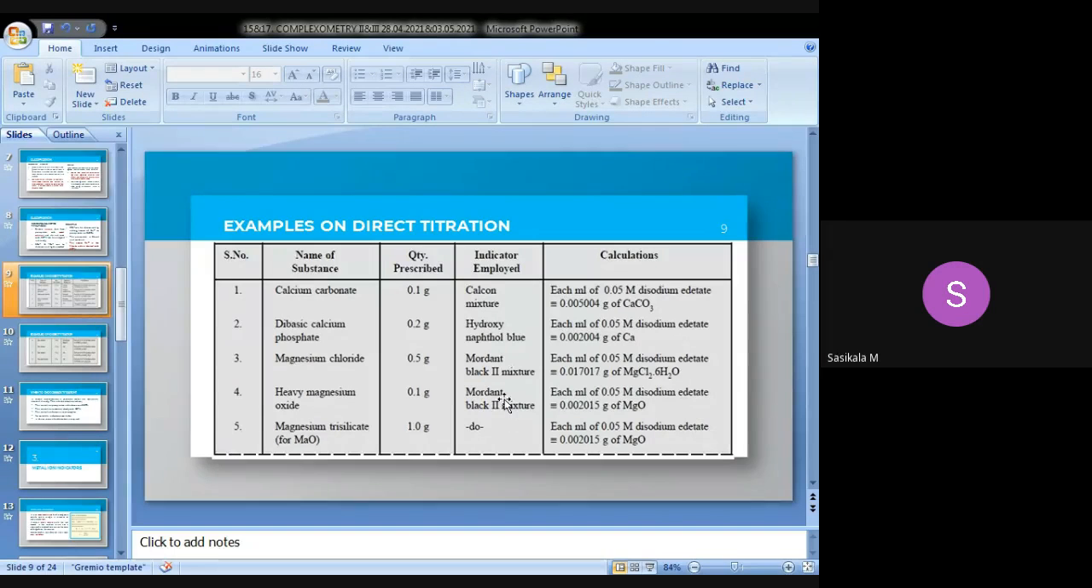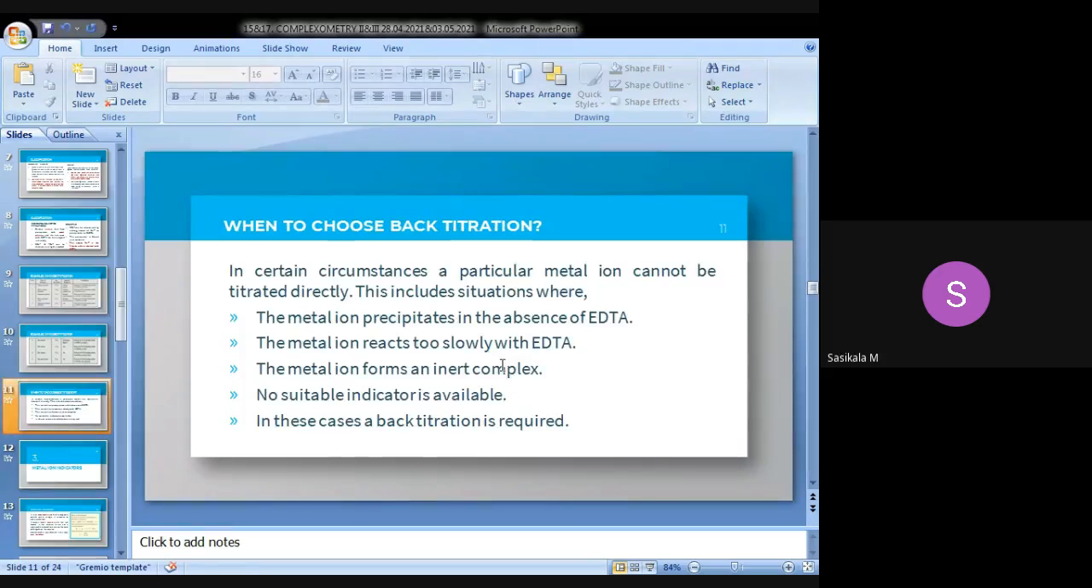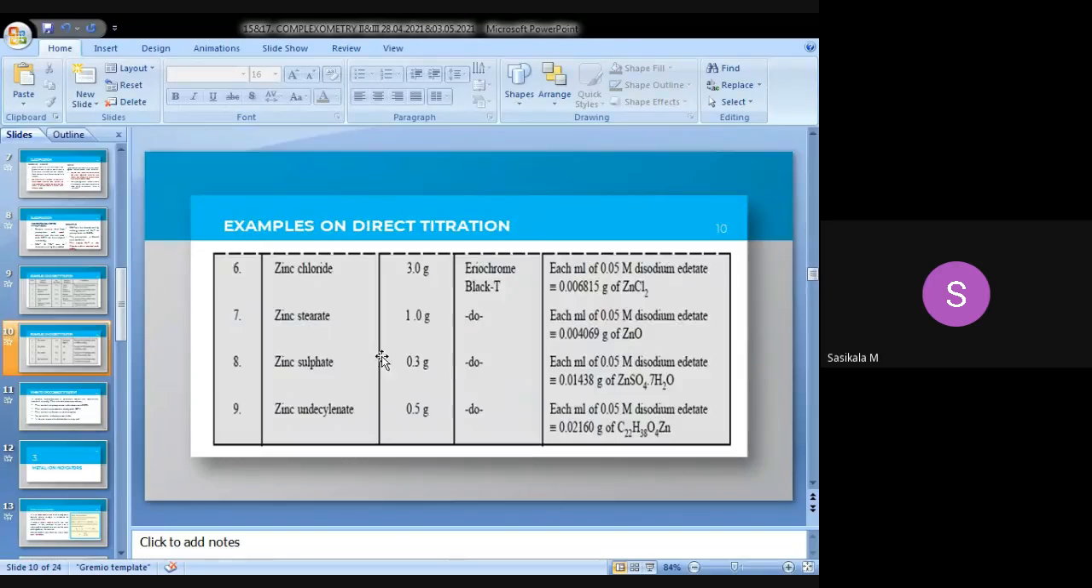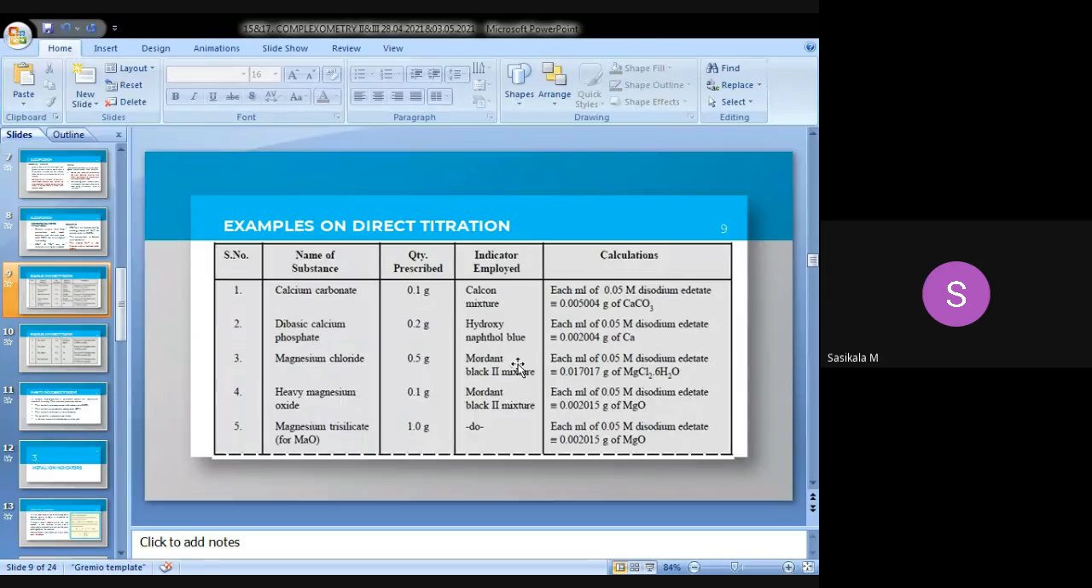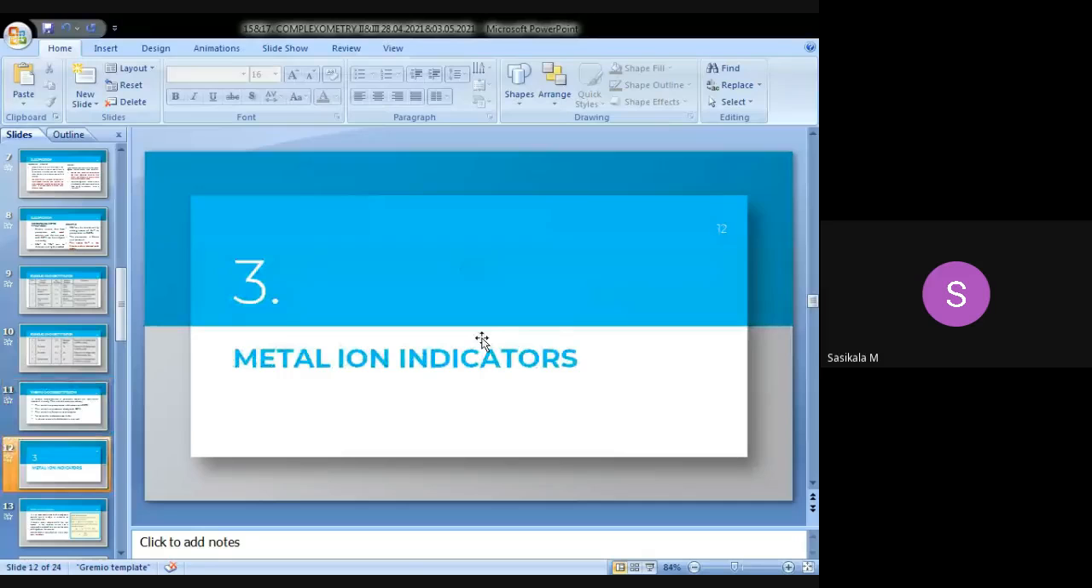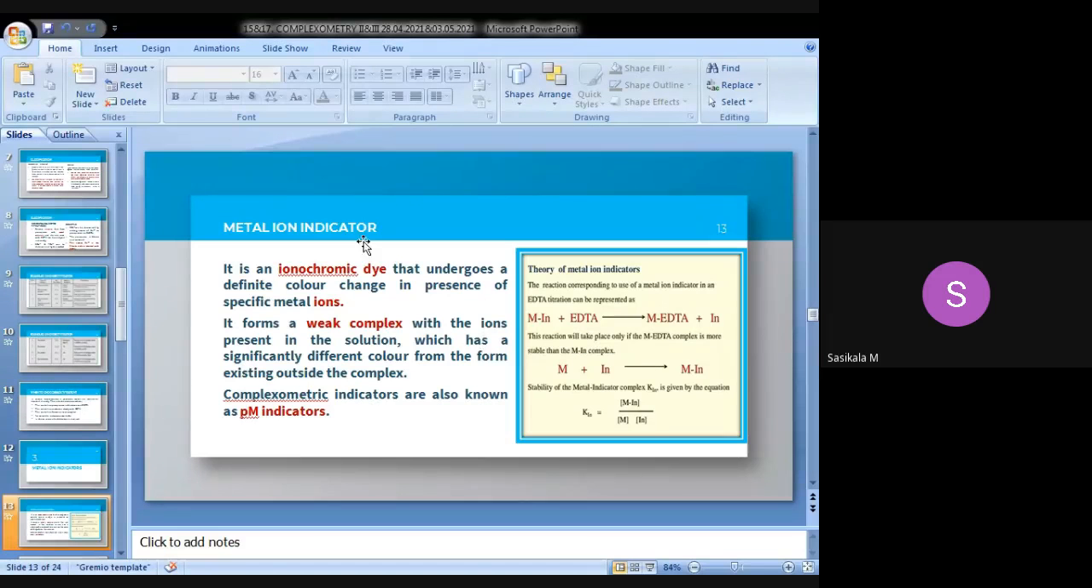So these are all the indicators used in complexometric titration. The common indicator used is EBT, that is Eriochrome Black T. This is otherwise called Mordant Black 2, you have seen the spelling of Mordant. Mordant Black 2, or Eriochrome Black T, or Solochrome Black T. It may be called by three names: Solochrome, Eriochrome, and Mordant Black 2. Okay, and this is the common indicator used in complexometric titration.